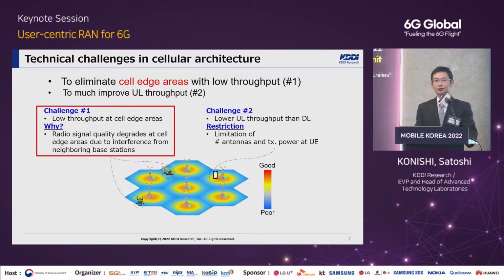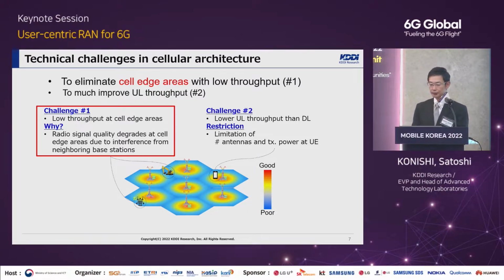The reason why we cannot achieve good uplink throughput is that there are some limitations in the terminal size. As you know, the size of the smartphone is quite small, so the total number of antennas that can be implemented inside the smartphone is limited. More than that, the total transmission power of the terminal is limited, like 250 milliwatt or 23 dBm. This is the uplink; these are why we cannot increase uplink throughput well. So let me introduce how to deal with these two issues from now on.